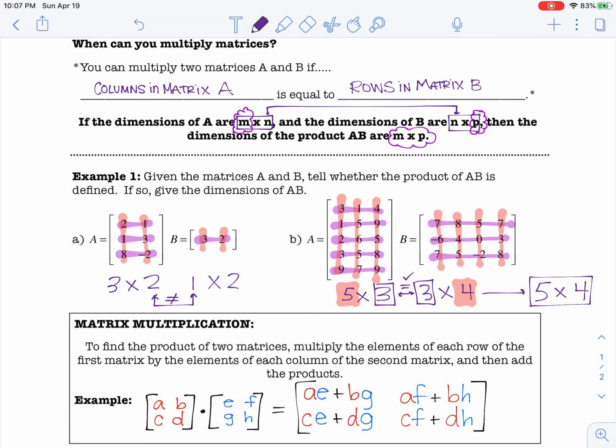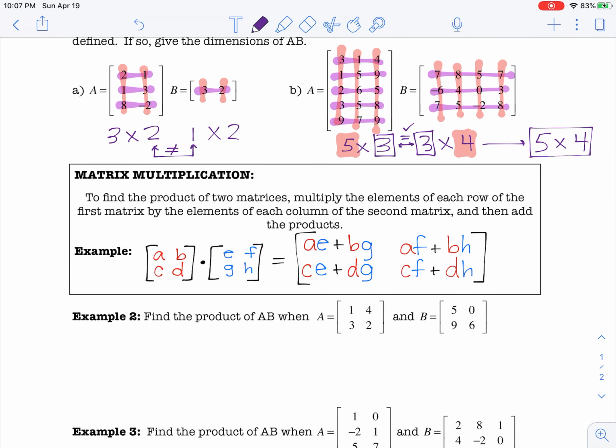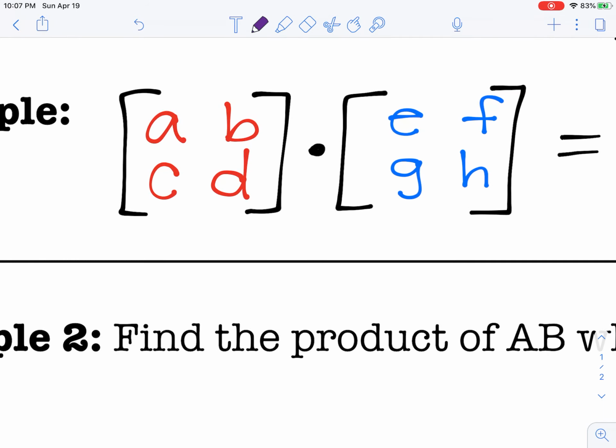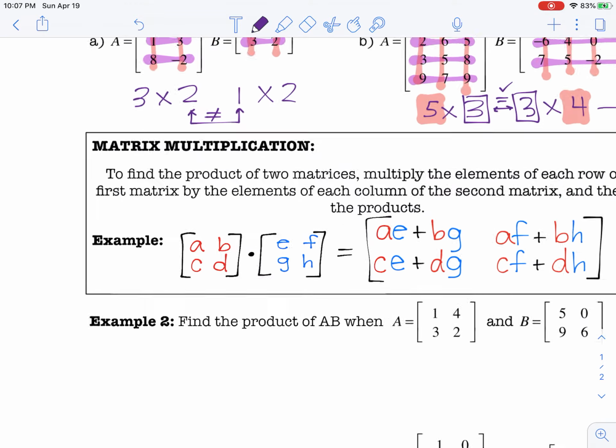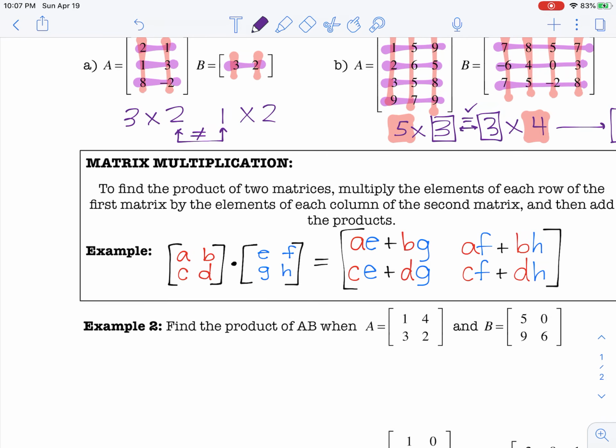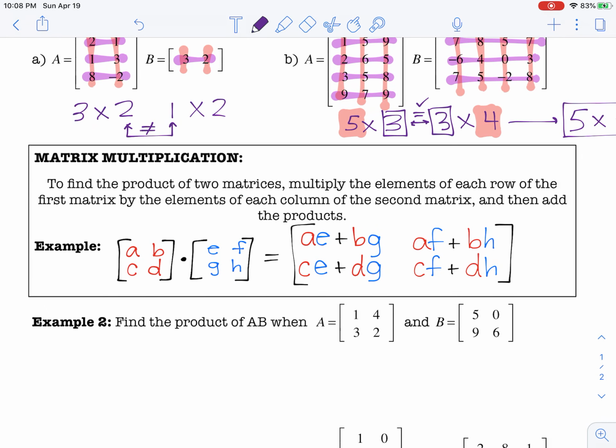All right, now I went ahead and wrote this in so you can get an idea what the process is going to look like when it comes to multiplying. Here you'll realize we have a 2 by 2 times a 2 by 2. So yes, they do match, so we can multiply these together. I'm going to show the process to you in words, then show you this example, and then we'll do a few together.